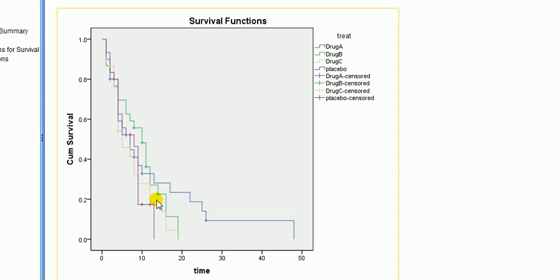Recall that for any test we have a null hypothesis and the alternative, otherwise known as the experimental hypothesis. There are three versions of this test, and let's state the null now. Just like for ANOVA, the null is that there is no difference in the survival functions or survival curves for the levels of the factor treatment. Another way of saying it in more layman terms is that all the survival functions are the same for the different treatments.